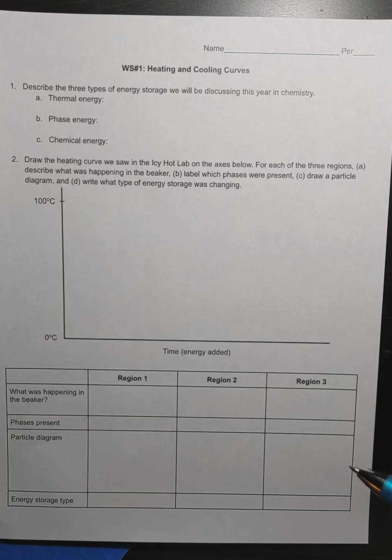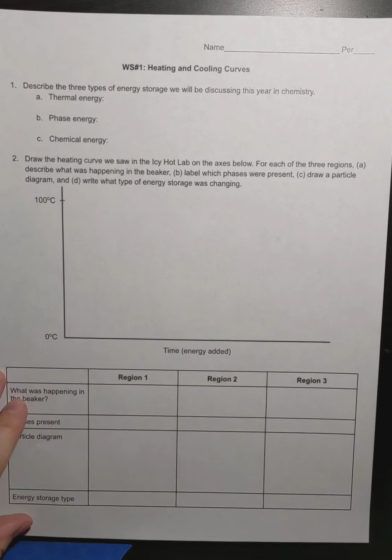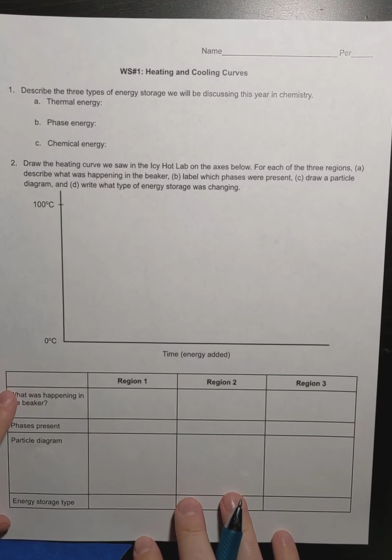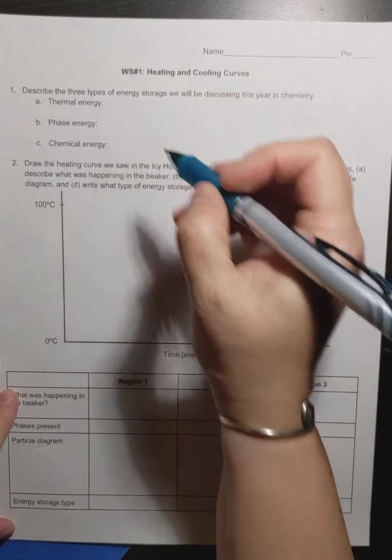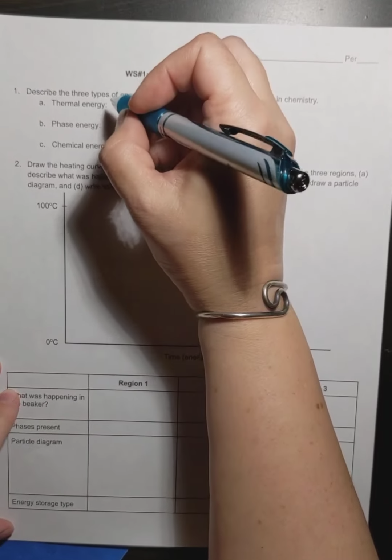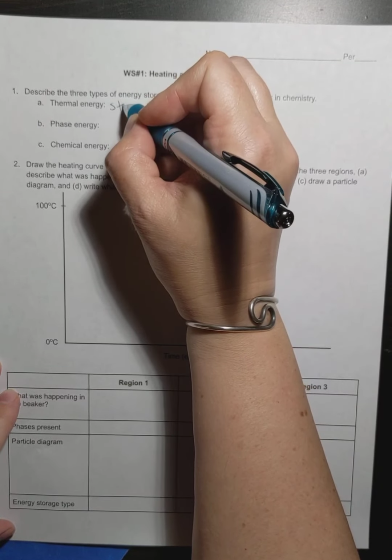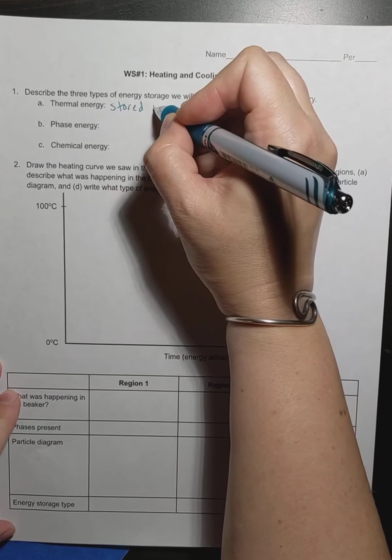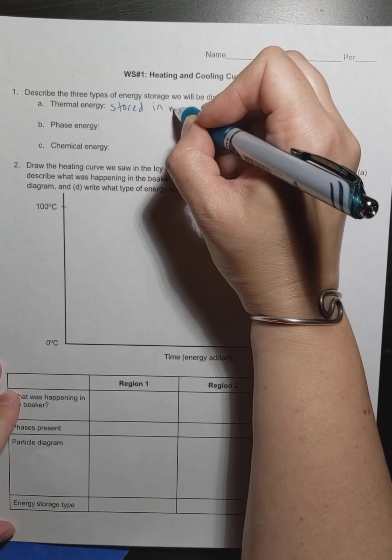Okay, I will be discussing today worksheet number 1 from Unit 3. So the first question asks about the different types of energy storage. This is something that we learned in that reading from a few days ago. So thermal energy is stored in the movement of particles.